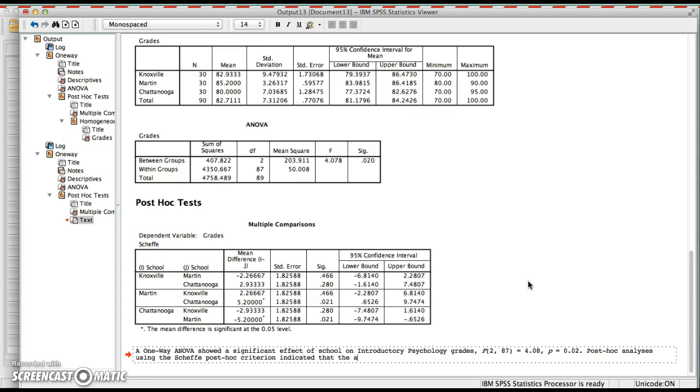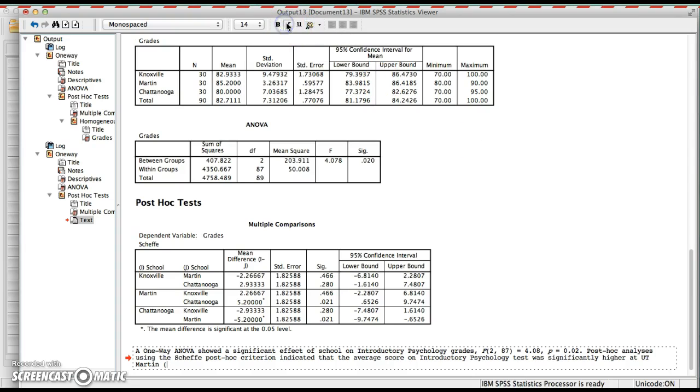indicated that the average score on introductory psychology tests was significantly higher. Now, we have to report the ones that are significant, and you don't report the ones that aren't significant yet. So the only one that's significant is Martin and Chattanooga. So it's significantly higher for Martin than Chattanooga, so we report that. So they were significantly higher at UT Martin, and report the mean and standard deviation.